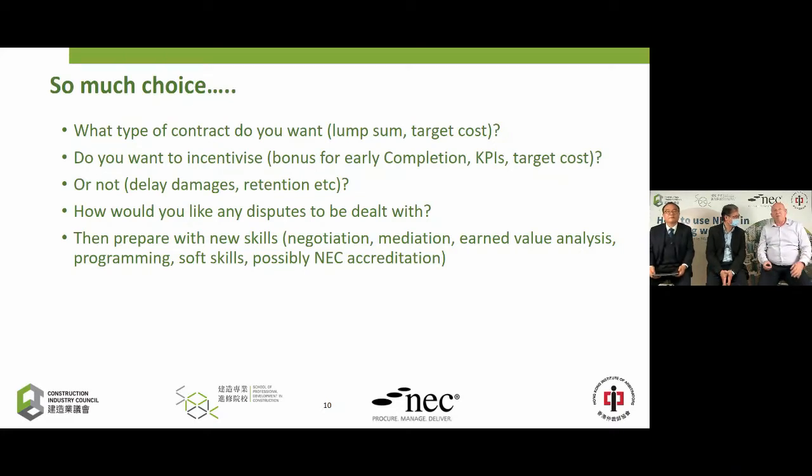How many of us are really good at programming? How many of us are taught how to program, are well blessed in it? And what about soft skills? What about being a good listener, being that good leader, being that fine person? How many of us have got the right levels of soft skills to help us do our jobs properly? And I put, tongue in cheek, possibly NEC accreditation.